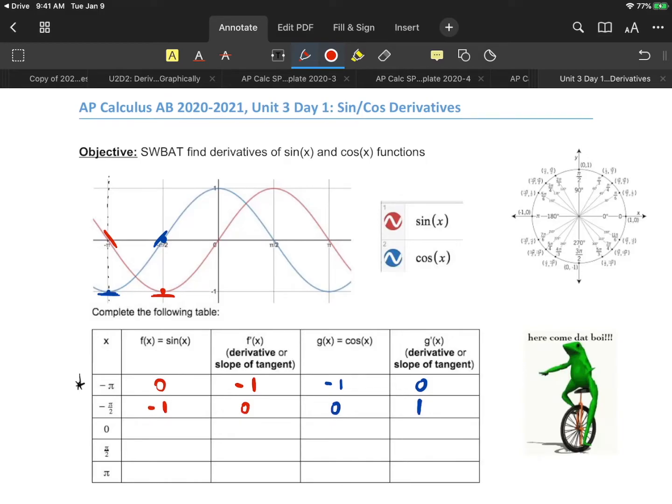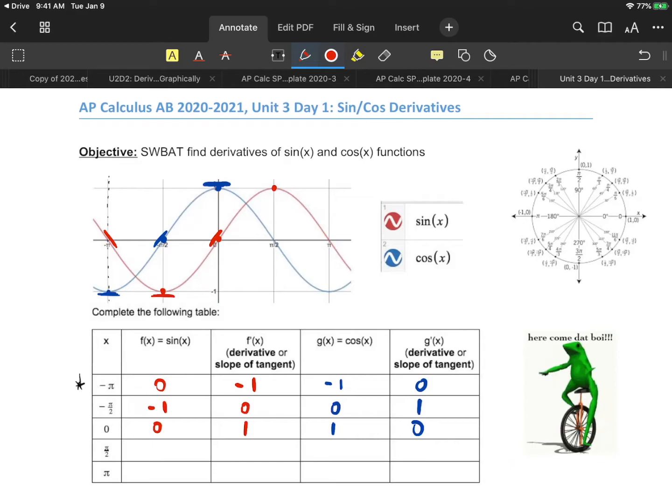When we look at 0, the sine of 0 is 0. The slope of the sine function, f prime of x, is +1. And now when we look at the cosine function, the cosine of 0 is 1, and the slope, the derivative of the cosine function, is 0. A pattern is starting to emerge here. We've got two more to fill out, and then we'll reveal what the pattern is.